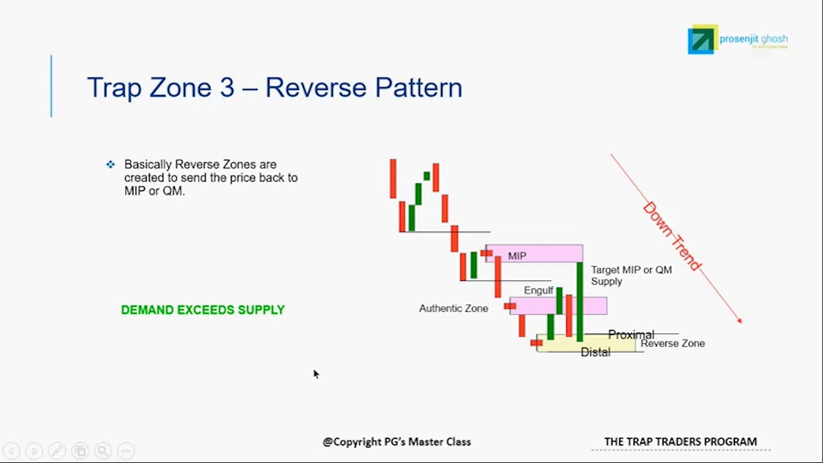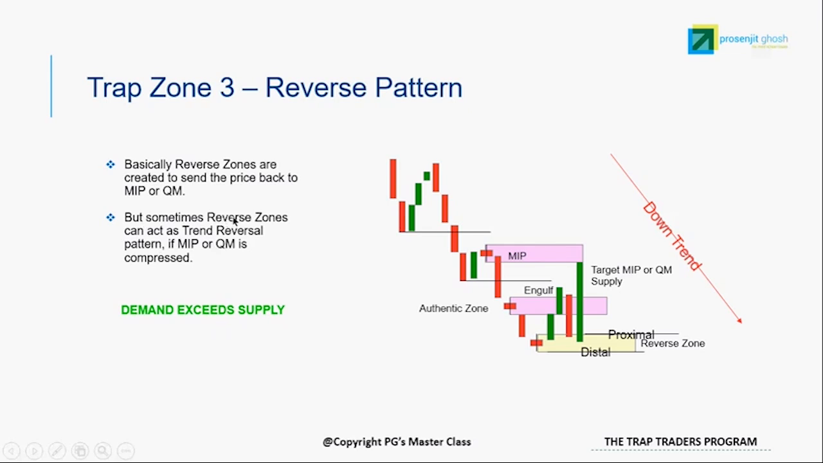Basically, reverse zones are created to send the price back to MIP or QM. This is what the reverse zones do. This is the main work of them. They get created just to send back the price to the fresh MIPs and QMs.